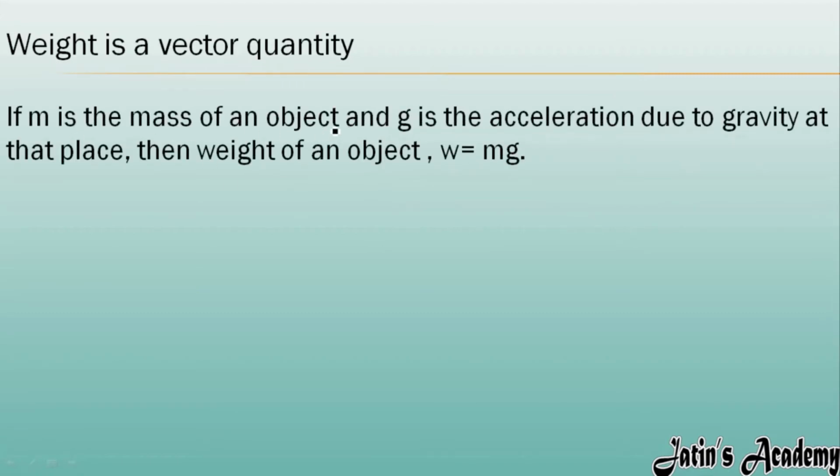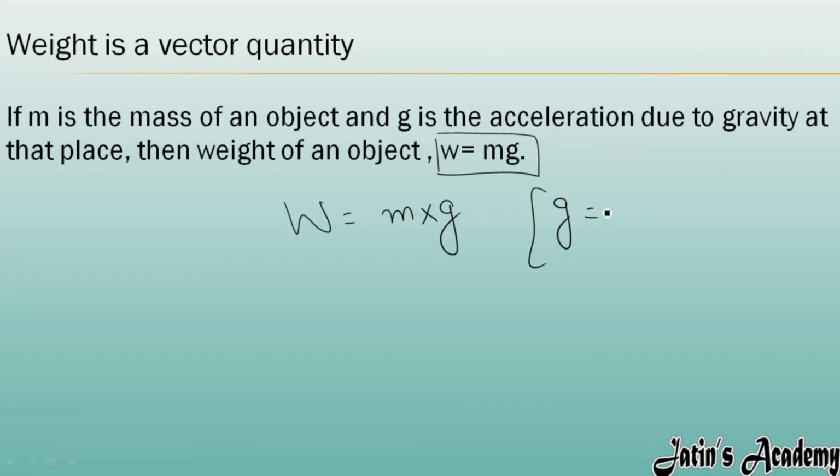If m is the mass of an object, g is the acceleration due to gravity. Now we are going to do the relation between mass and weight. Weight of an object is equal to mass multiplied by gravitational acceleration, that is g. This g value, the gravity value, is always constant, that is 9.8 meter per second square. This is the only value we have to put. In some books it is given as 10 meter per second square also, so we can take this also, but actually it is 9.8. So this is the relation between weight and mass.